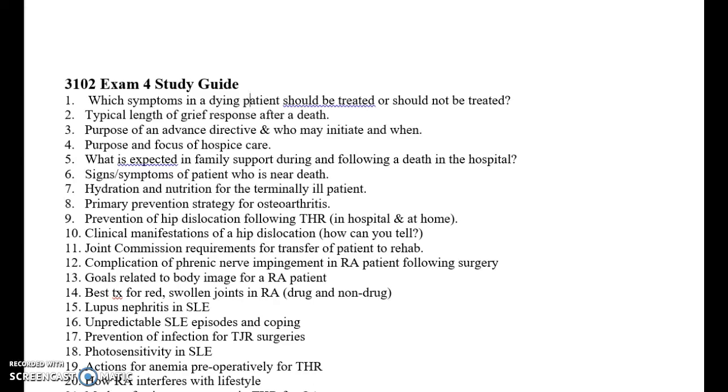Okay, class, this is the Exam 4 Study Guide, just to kind of guide you in the right direction. Number 1, symptoms of a dying patient that should be treated and should not be treated.